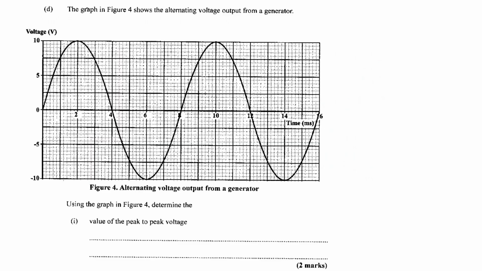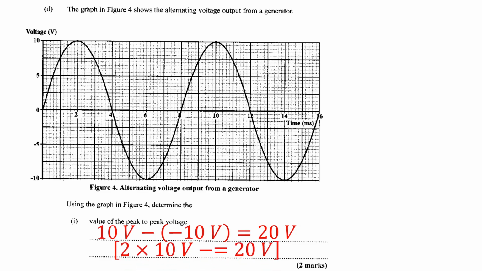Part D of question 3 says the graph in figure 4 shows the alternating voltage output from a generator. We're to use this graph in figure 4 to determine the value of the peak-to-peak voltage. So to calculate the peak-to-peak voltage, we could subtract the lower value, which is negative 10, from the upper value, which is positive 10, and that will give us 20 volts. Or you could simply have the peak voltage multiplied times 2, and that would also give you 20 volts.